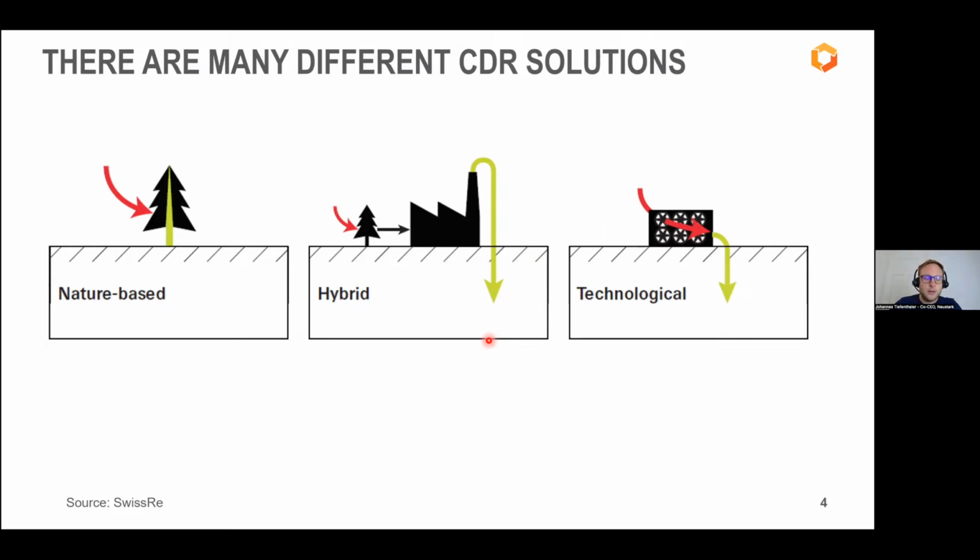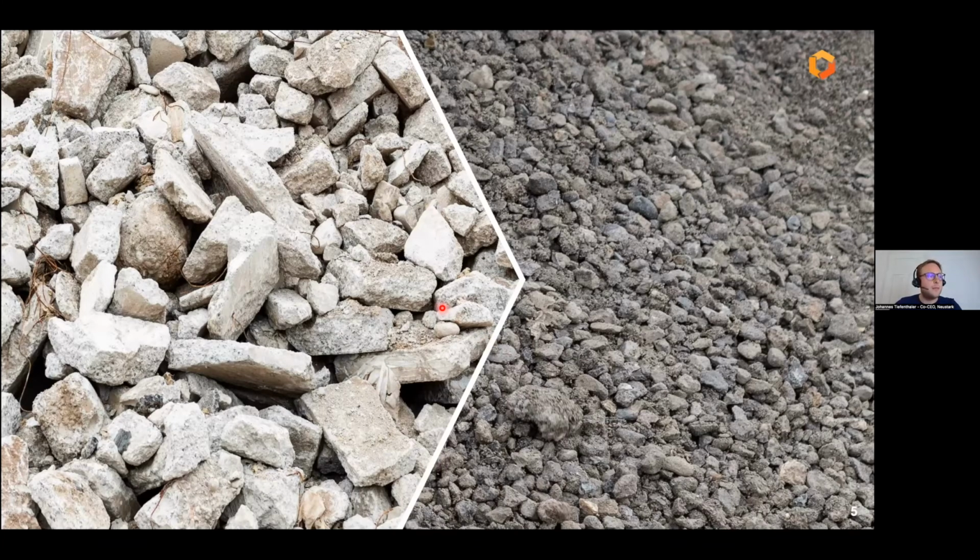So at Neustark, we develop our carbon dioxide removal technology in the concrete demolition sector. Demolition concrete, which you can see here on the left, is a waste stream which comes with the demolition of buildings. Concrete structures are broken into these big chunks and then brought to concrete recycling plants, where it's afterwards broken into concrete aggregate. And that's the product here on the right side.